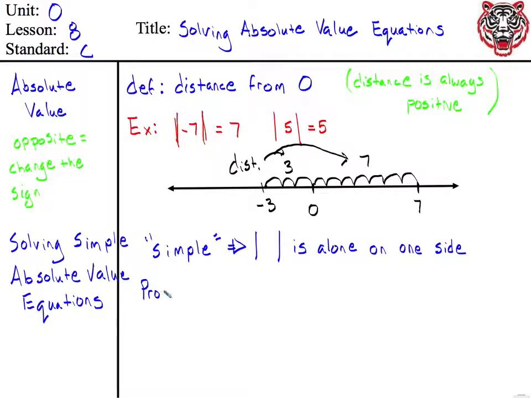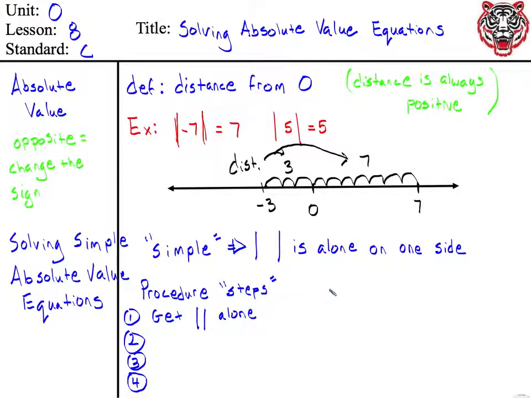Procedure. And maybe you don't like the word procedure. Maybe you want to use the word steps. There are essentially 4 steps when it comes to solving absolute value equations. Here they are: step 1, 2, I'm squeezing them in here, I'm running out of room, 3, and 4. Step 1: I want to get the absolute value sign, so I'm going to get these guys alone.